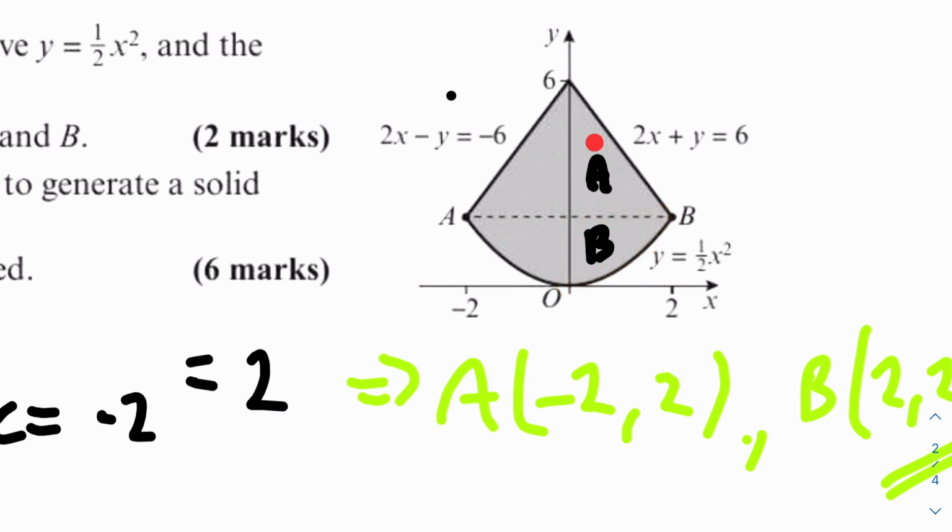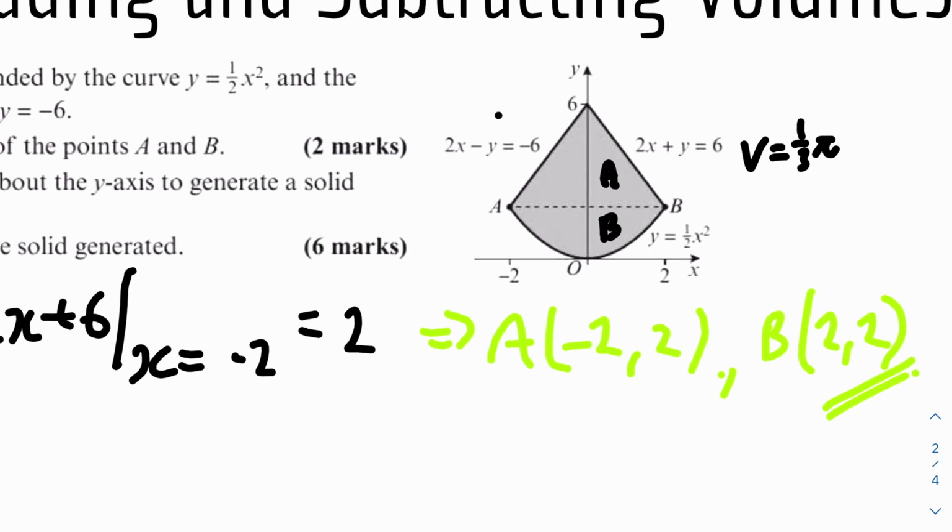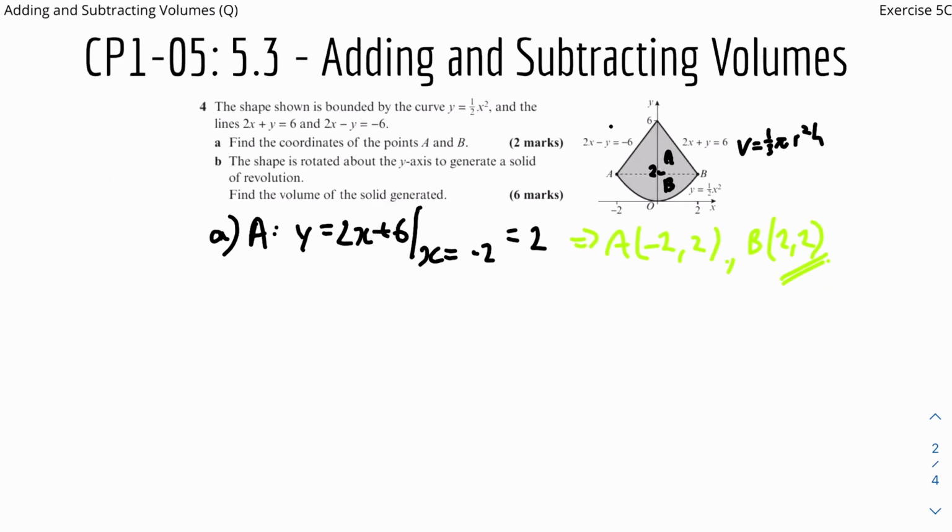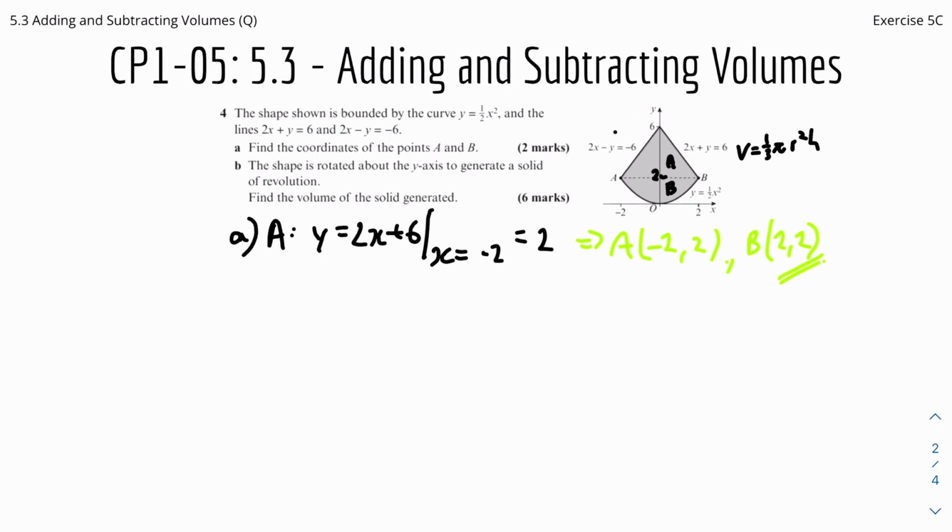But for shape A, we can notice that if we were to rotate about the y-axis by 360 degrees, it's a cone, right? So we can use the cone formula, V equals a third pi r squared h, where this is the radius, r, and this is the height, h. And we know that this point right here is 2, therefore the height of the cone is 4, right? So let's just do it step by step.